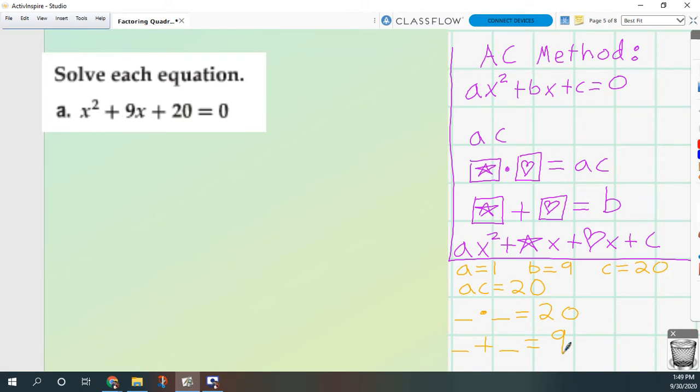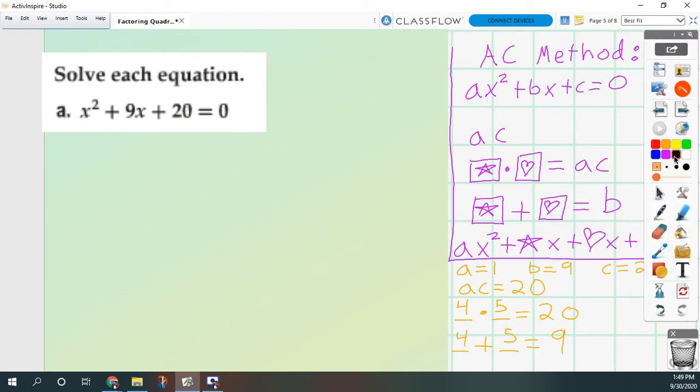So I'm just going to go through my factors of 20. My first factor is always 1 and 20. Well, 1 and 20 don't add to give me 9. My next factor is 2, so 2 and 10. Well, 2 times 10 is 20, but 2 plus 10 is not 9. 3 is not a factor of 20, so my next factor is 4. If I notice, 4 times 5 gives me 20, and 4 plus 5 gives me 9.